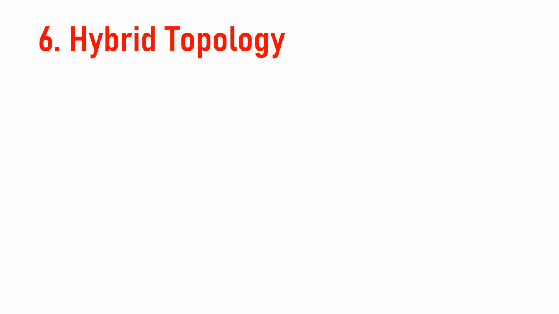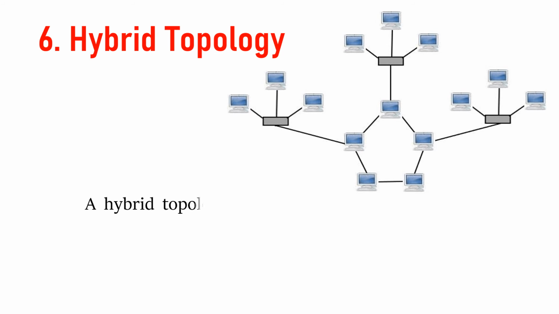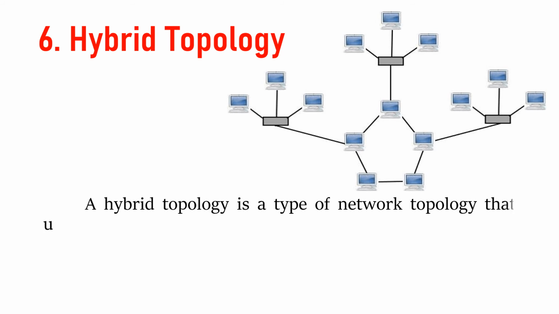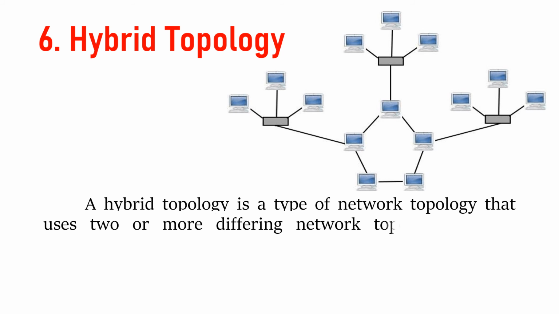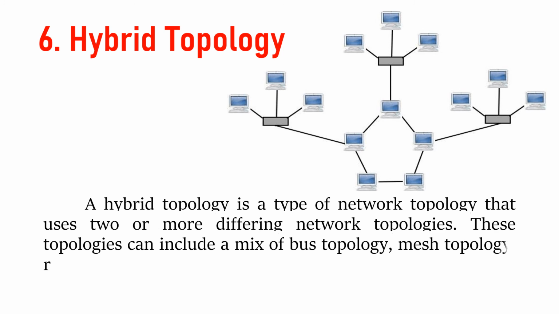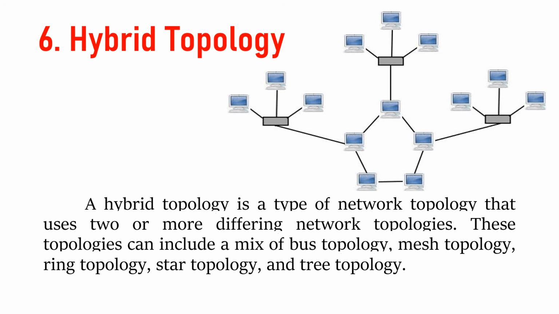Next is hybrid topology. A hybrid topology is a type of network topology that uses two or more differing network topologies. These topologies can include a mix of bus topology, mesh topology, ring topology, star topology, and tree topology.